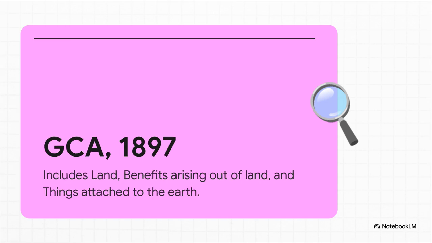And because the TPA is negative, we must rely on the second statute. The General Clauses Act 1897 states, immovable property includes land, benefits arising out of land, and things attached to the earth. You see, the General Clauses Act essentially rescues the student and, frankly, the practitioner by providing the positive inclusions that the TPA deliberately left out. Ensure both of these definitions are placed sequentially in your exam answer.